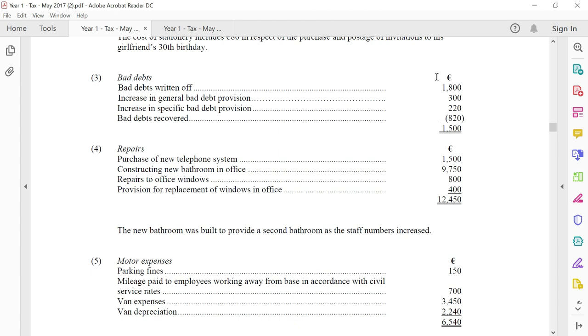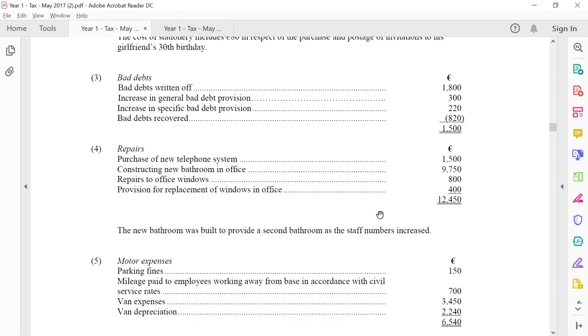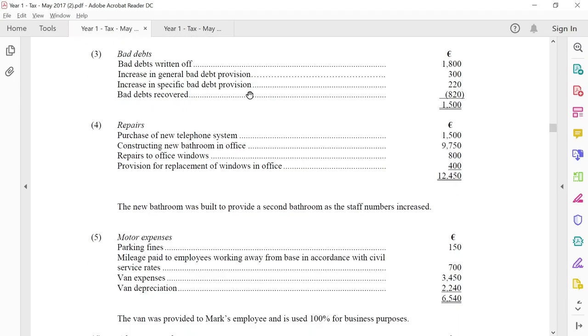General bad debt provisions are always added back, provided that it was an increase. It would be a deduction if it was a decrease. But in this case, it's an increase. So I've got my movement in my provision. So increase in general provision, €300. And I've no problem with my specific, I've no problem with my bad debts recovered, I have no problem with bad debts written off. I will include them as a line in the solution in a moment.